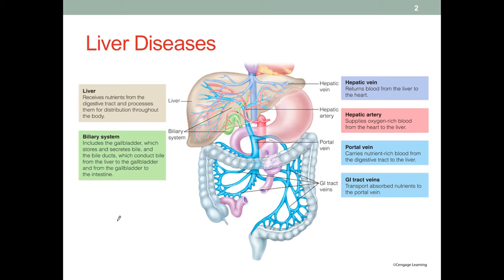In this figure here, we can see the set of blood vessels from the heart that is supplying the liver with blood. Also, we see this nutrient-rich system that the blood is going into the liver for metabolism and eventually transport. And this is the portal system.